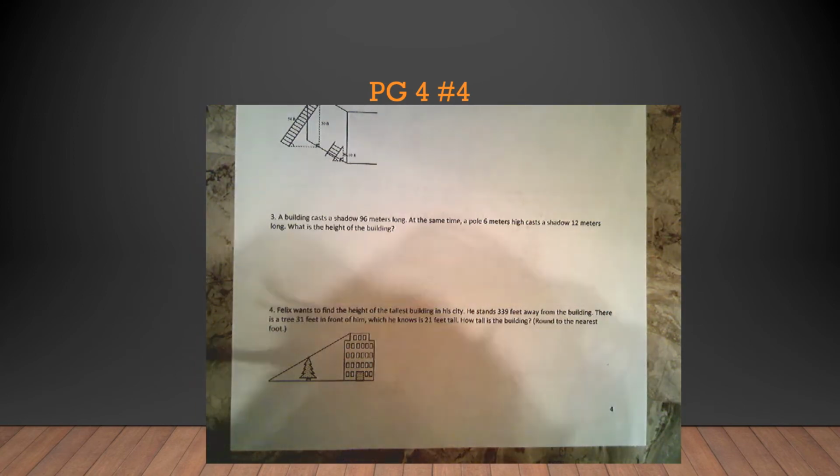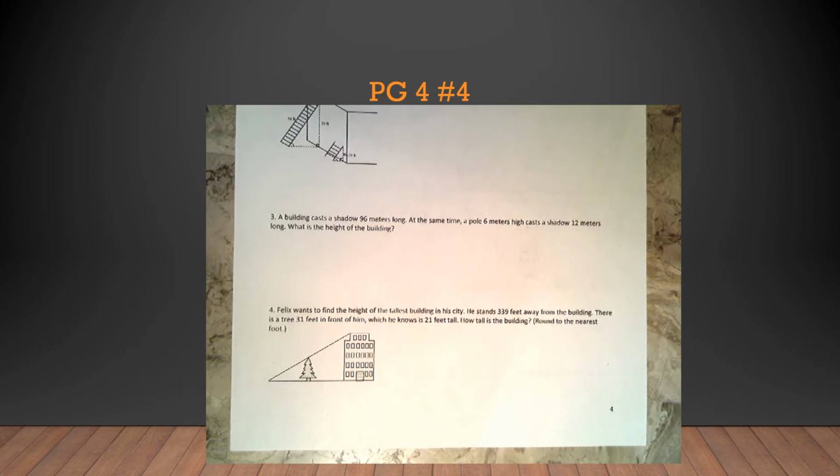Okay, so the next problem that I'm doing with you is number 4 on page 4. This one says that Felix wants to find the height of the tallest building in his city. He stands 339 feet away from the building. There is a tree 31 feet in front of him, which he knows is 21 feet tall. How tall is the building? Round to the nearest foot.